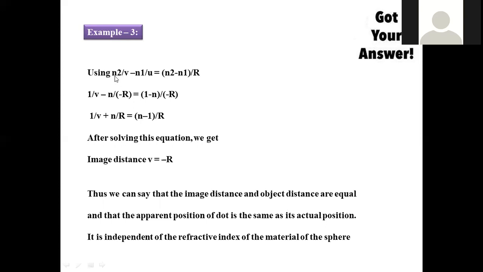So here, let us substitute n2. The n2 value is the refractive index of air, that is taken as 1, and v remains as such, that is the image distance. The n1 value is taken as the refractive index of the glass medium, that is n, and u is nothing but the object distance whose value is minus r. Then n2 is 1, n1 is n, 1 minus n by R, where R is taken as minus r. Again, R is nothing but the radius of the sphere, that is taken as minus r.